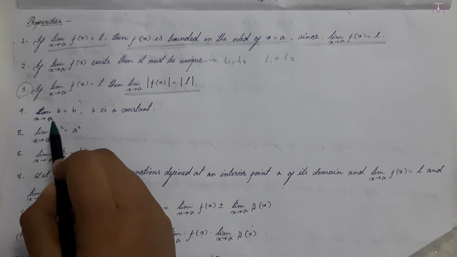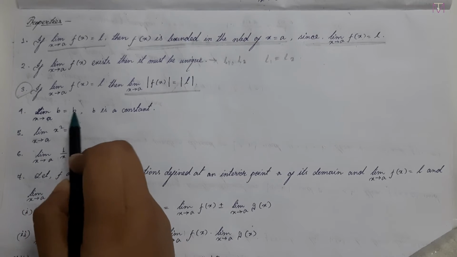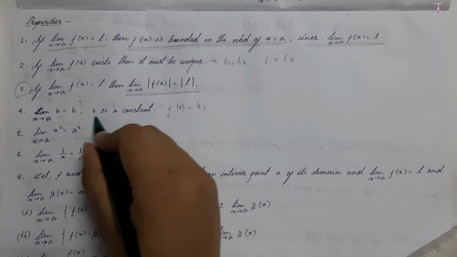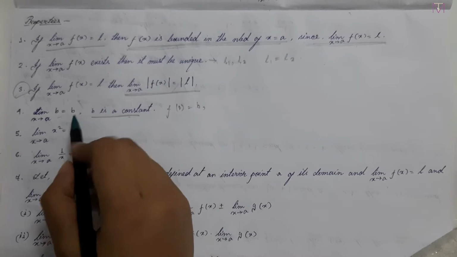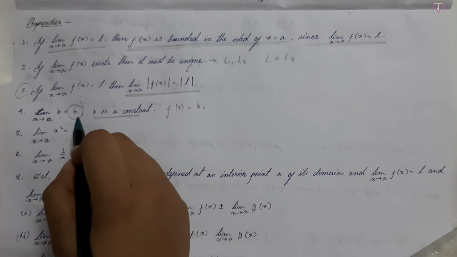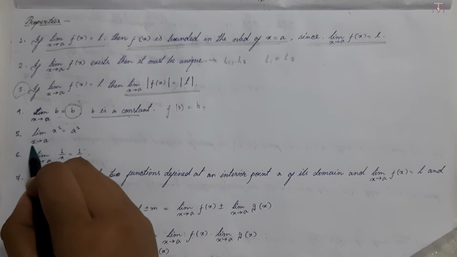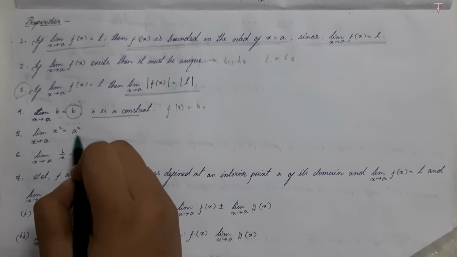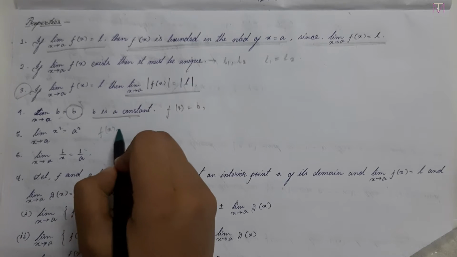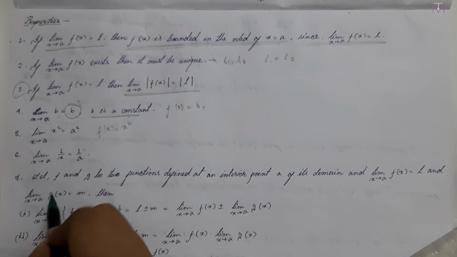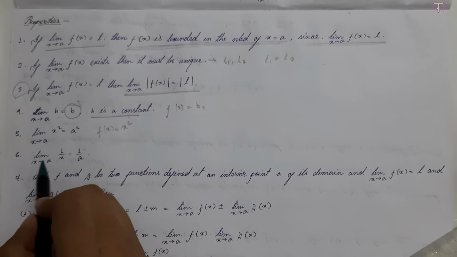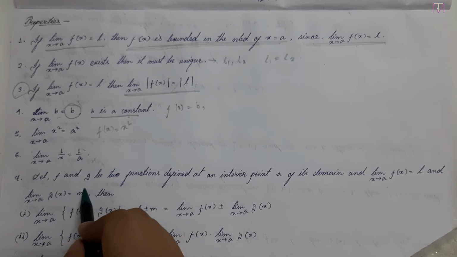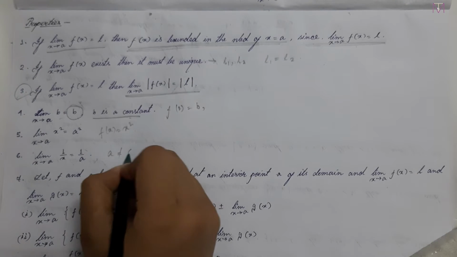Next, the limit as x tends to a of b is equal to b. Here f(x) equals b, which is a constant, then we will get L as b. Again, the limit as x tends to a of x square equals a square, where f(x) equals x square. Next, the limit as x tends to a of 1 by x equals 1 by a, obviously a not equal to 0.